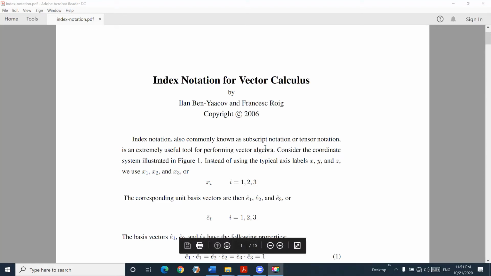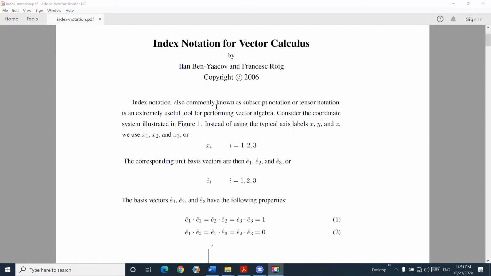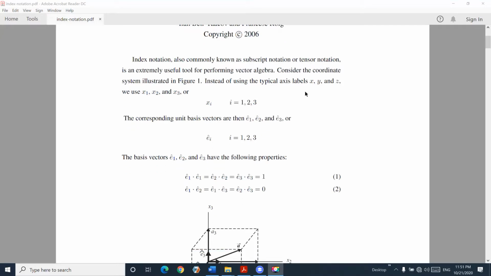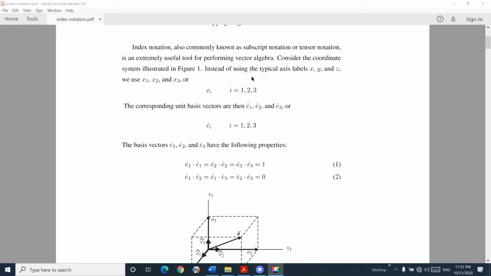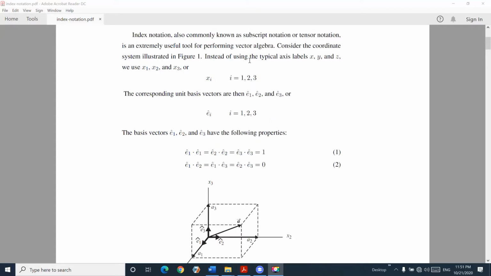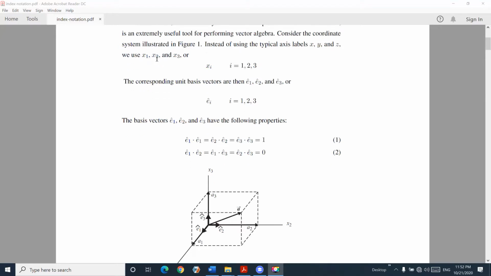In this lecture, we will talk about the index notation for vector calculus. As you know, index notation, also commonly known as the subscript notation or tensor notation, is an extremely useful tool for performing vector algebra. When we consider the Cartesian coordinate system in figure 1, instead of using the typical axis labels x, y, z, we use x1, x2, and x3.